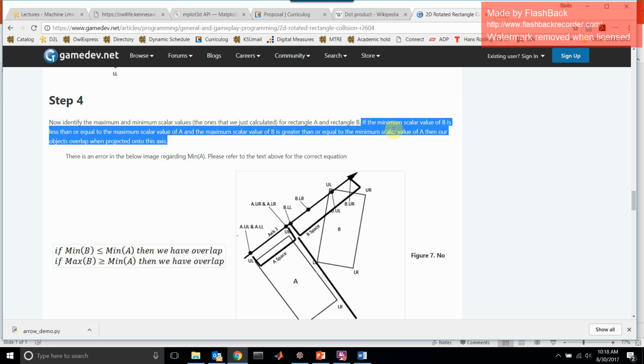So you have to say, is the minimum value of B, the smaller of those two values, less than or equal to the maximum of the A's, and is the maximum of B greater than or equal to the minimum of A? And if that statement is true, you have overlap, which means there's a collision.